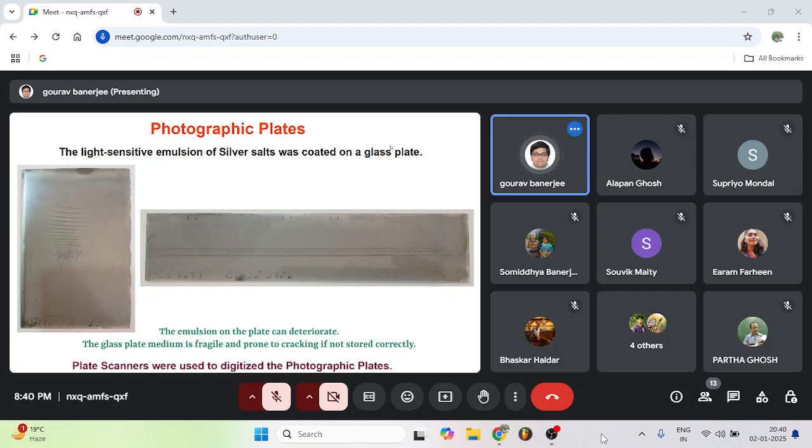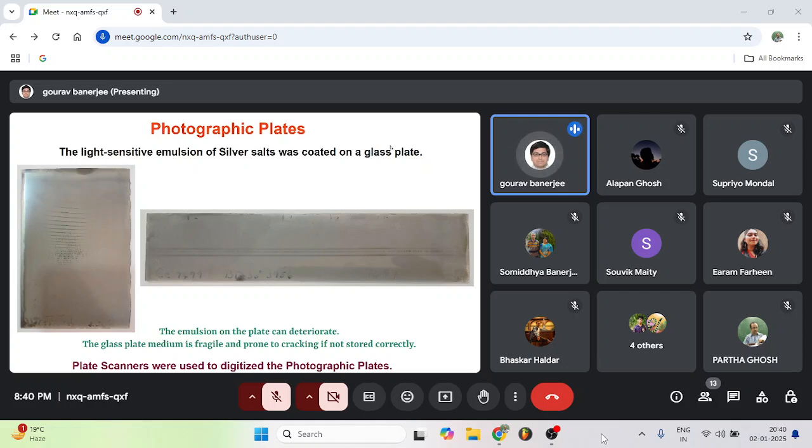So these are some photographs of the photographic plates from our observatory. You can see on the left-hand side, the bigger vertical one, a lot of lines are there. These are the actual spectra recorded on these photographic plates. And on this horizontal plate, you can see one straight line, that is also a spectrum.